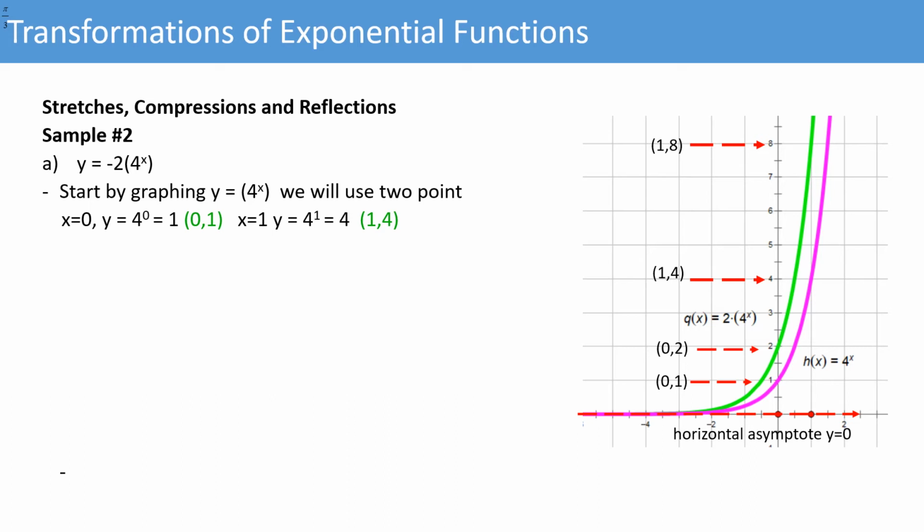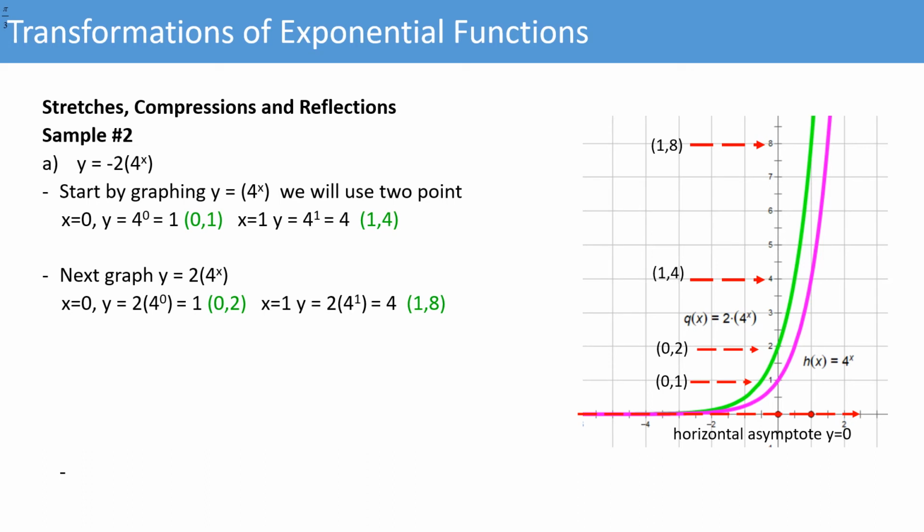And then x will be 1, so y is 4 to the 1, which is 4, which is the second point that I'm giving you on the graph. The graph we're using is the magenta, purplish color. Okay? Now, we'll then apply the 2 in front.